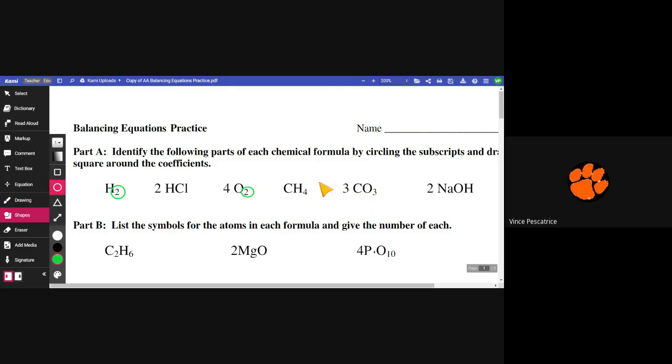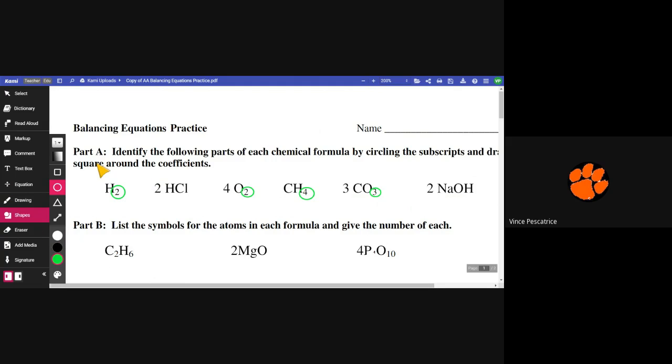So where's the next subscript? The 4 right there next to the CH. Good. And then there's one on this O. Is there one on the NaOH? No. Okay, so you're gonna leave it alone.